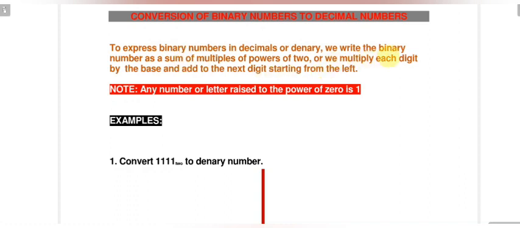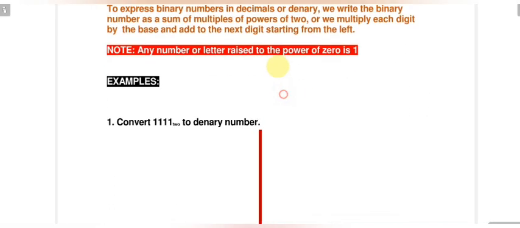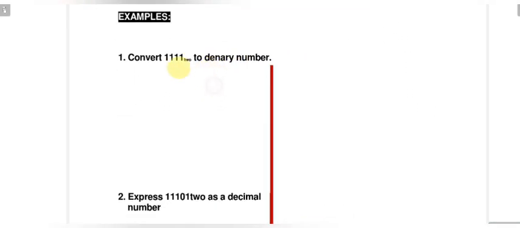We write the binary number as a sum of multiples of powers of 2, or we multiply each digit by the base and add it to the next digit starting from the left. So we're going to start that out. You should take note of this: any number or letter raised to the power of 0 is always what? 1.